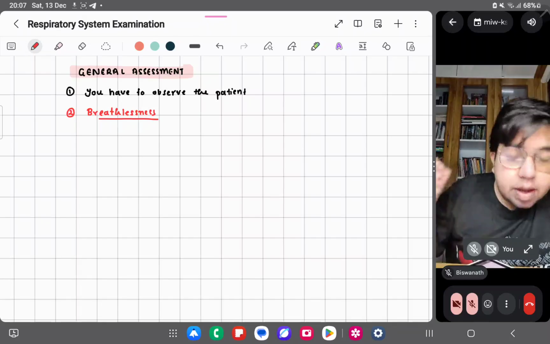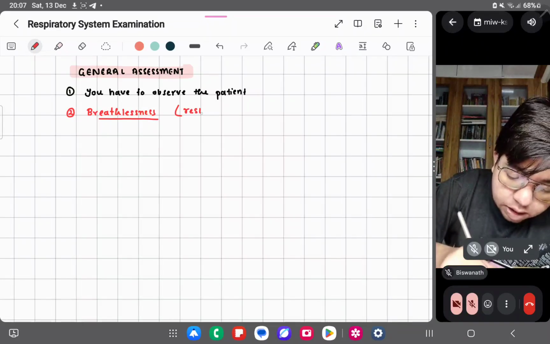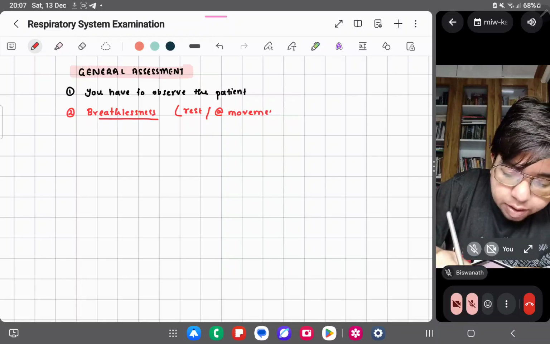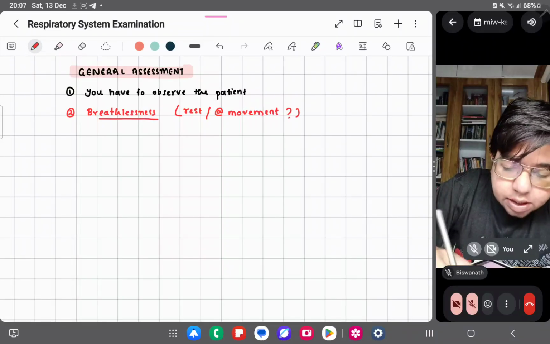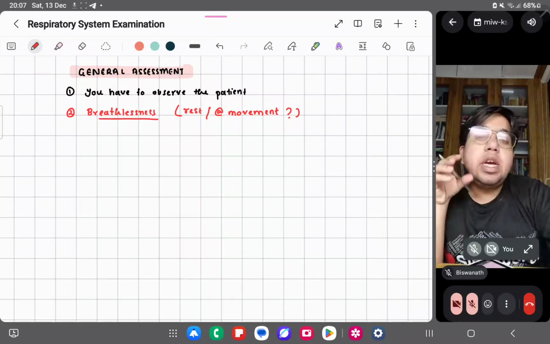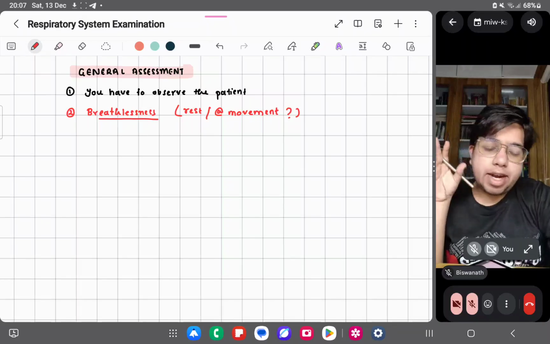You have to see breathlessness. Is the breathlessness at rest or at movement? Okay. You have to check the vitals, right? You have to check the vitals.